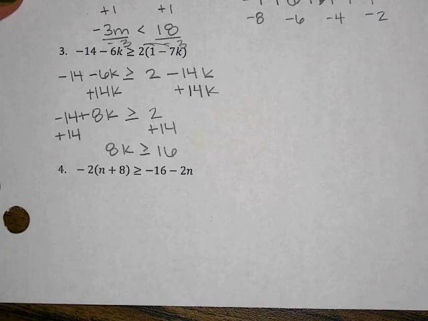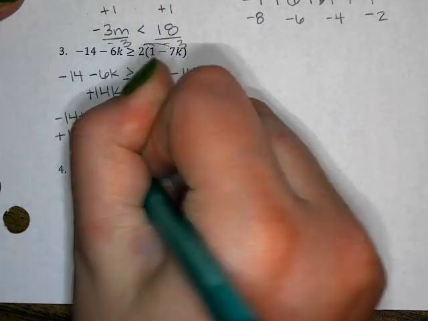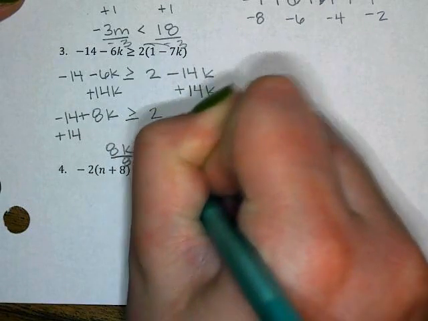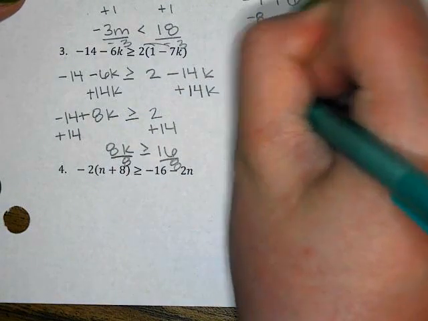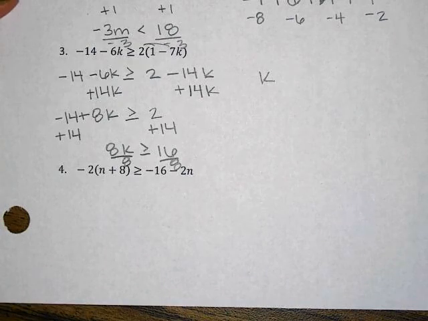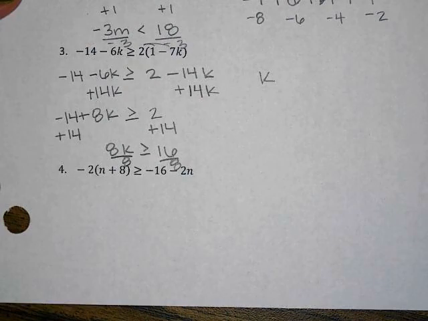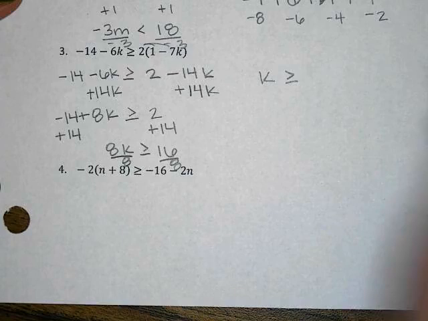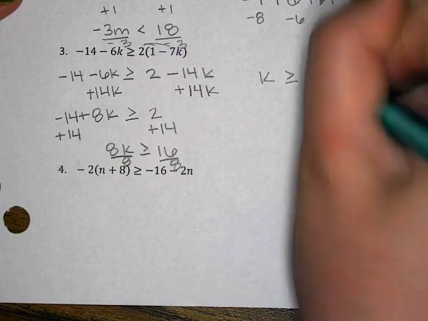And then what should we do? Divide by 8. Do we have to flip the sign? No. Yes? No. Why not? Yeah, it's a positive 8. So no need to flip when it's positive. Okay, so k is greater than or equal to 2. Okay, there's our solution.